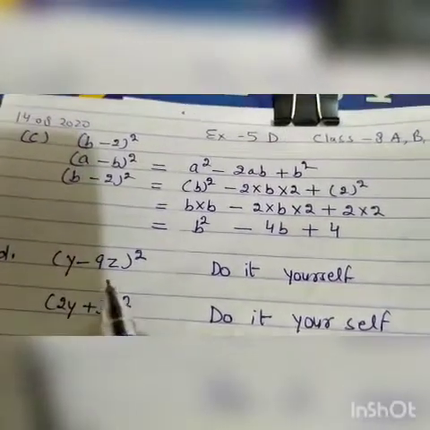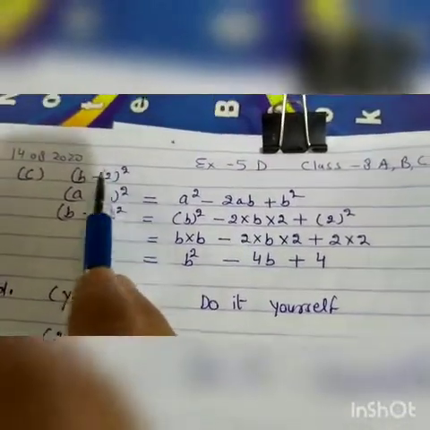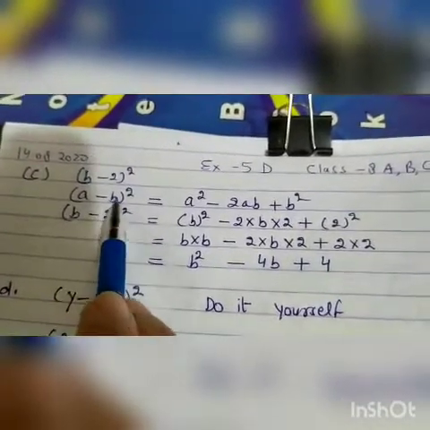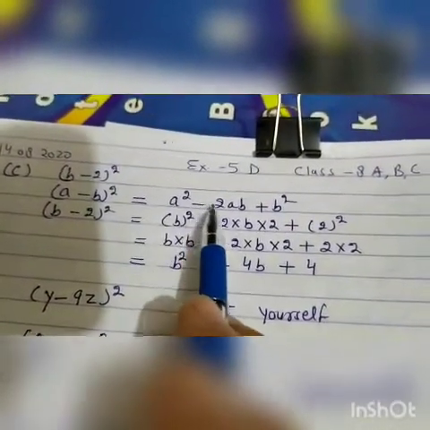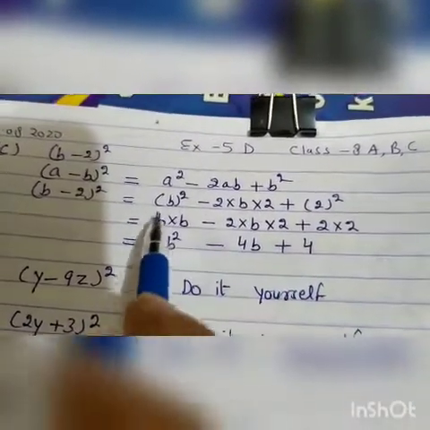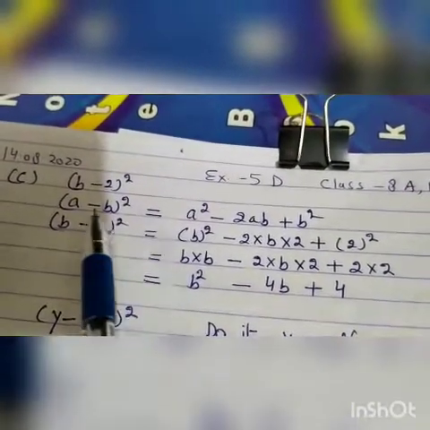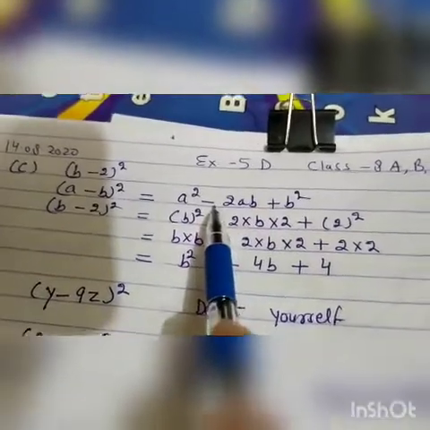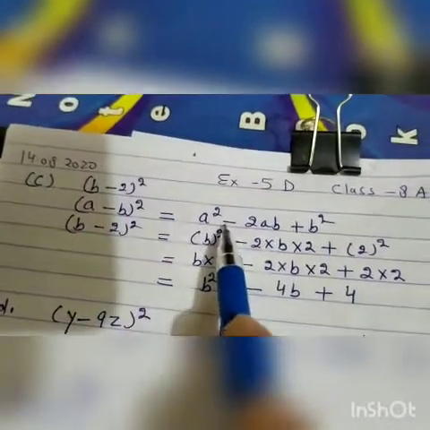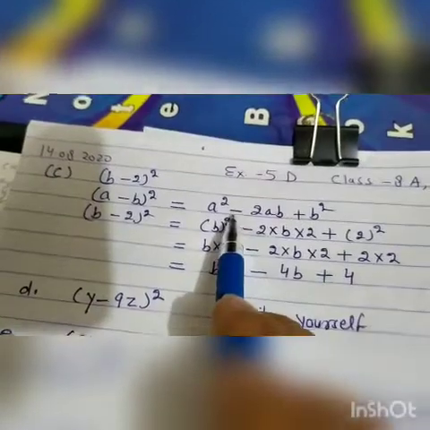Now next C part. C part is (b minus 2) whole square. Here sign is negative. So we will use second identity. (a minus b) whole square is equal to a square minus 2ab plus b square. What is the difference between first and second identity? In first identity, all signs are positive. But if there is negative sign, (a minus b) whole square, then only this sign will change, minus. So be careful when you do.